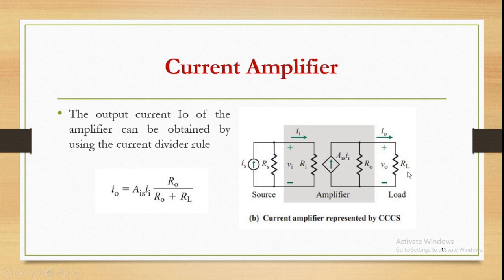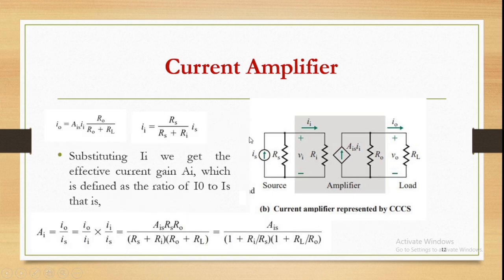In the case of the voltage divider rule, RL comes first. In the case of the current divider rule, the other resistance comes first, divided by the total resistance. So R0 divided by R0 plus RL gives I0. In the case of the input current Ii, it is given as Rs divided by Rs plus Ri into Is.